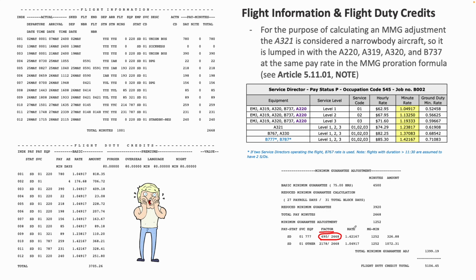The mathematical equivalent to make this happen is to take the 18% and to then multiply the rate per minute for 777 and 787. For all of the other flying, that's 2,178 over 2,668. That is approximately 82% of the flying that I completed in this particular block month. So the mathematical equivalent for the purpose of proration would be to take 82% and to multiply the narrow body rate of pay by that number.